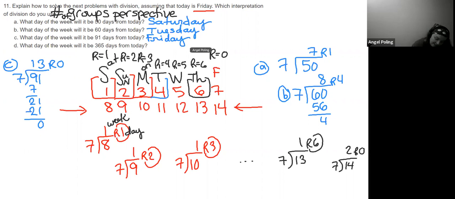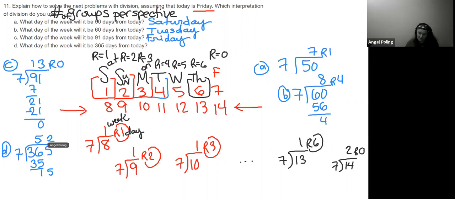And then 365 days from now, you would think it would be a Friday, right? But let's see. So we have 36 divided by 7, which is 5. And then remainder 1, bring down the 5. We can make 2 groups out of 15 for a remainder 1. So we're getting here a Saturday.